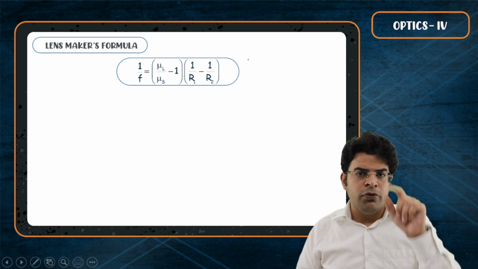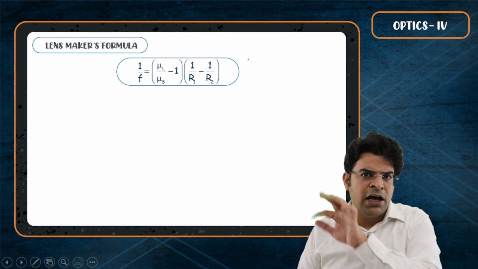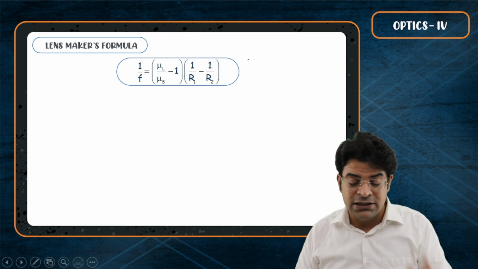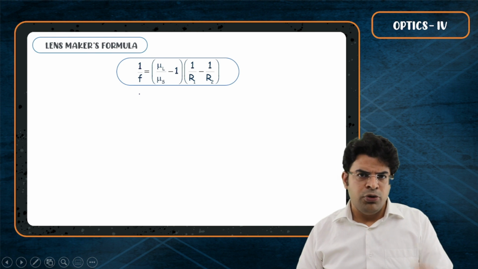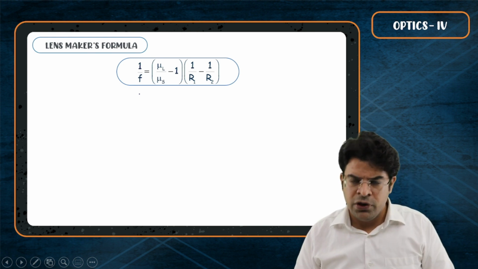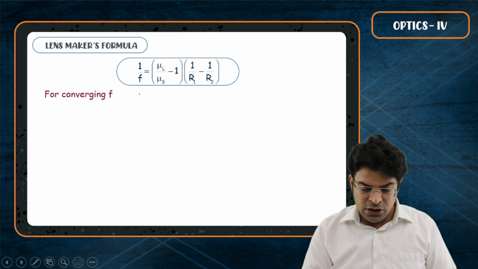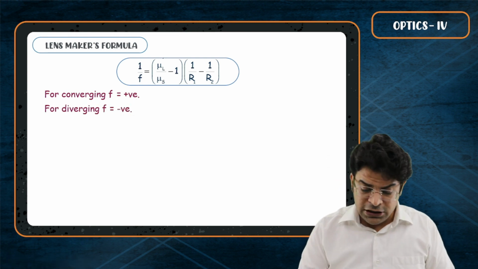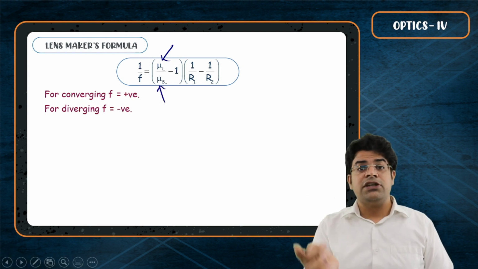So 1 by f equals mu L by mu s minus 1, into 1 by R1 minus 1 by R2. If you have mugged up the formula, the next thing you need to focus on is the terminology. So first thing, what is f? Sir, position of focus with respect to optical center. For a converging lens, f will be positive. For a diverging lens, f will be negative. You should know this. What is mu L? Sir, refractive index of the lens material. What is mu s? Refractive index of the surrounding material.